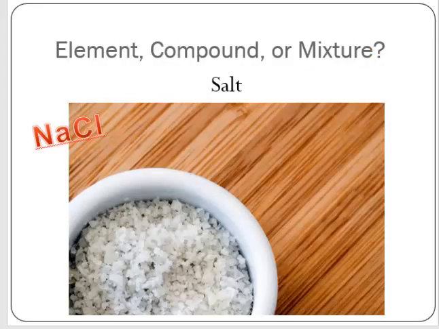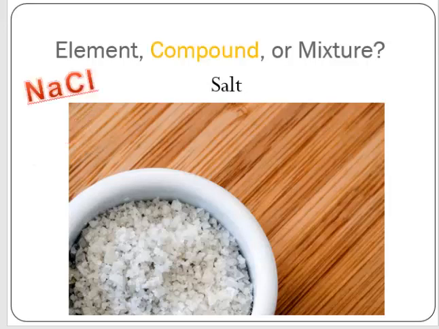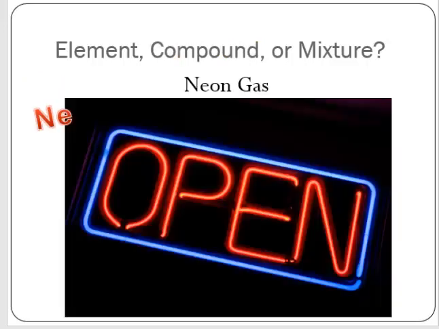All right, how about this one? Salt. We kind of talked about this before. Salt can be represented by the formula NaCl, sodium chloride. Did you say that it was a compound? That is correct. It is a compound. All right. How about this one? Neon gas. That gas is flowing through here to make those neon signs. It can be represented with the chemical or the element Ne. Oh, I think I just gave that away. Element. Yes, element.